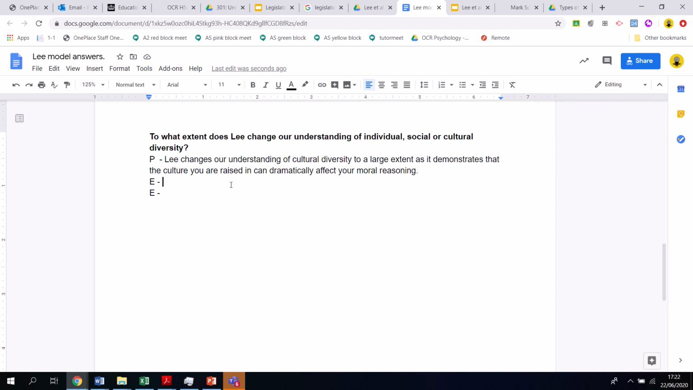And by saying this is the type of diversity that I'm talking about, I'm saying it does change our understanding of it, and I've addressed the "to what extent" bit because I've said to a large extent. And I've also very briefly said why, because it demonstrates that the culture you are raised in can dramatically affect your moral reasoning. Okay, and then I just need to put in any piece of evidence which does illustrate that your culture can affect your moral reasoning.